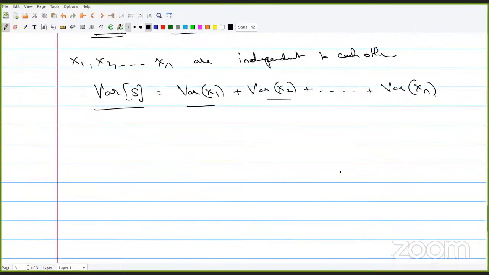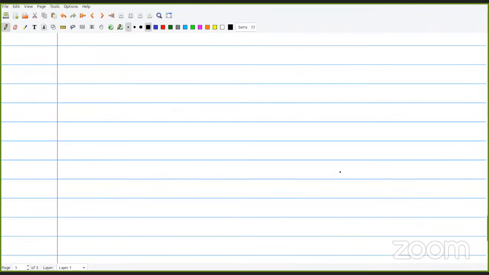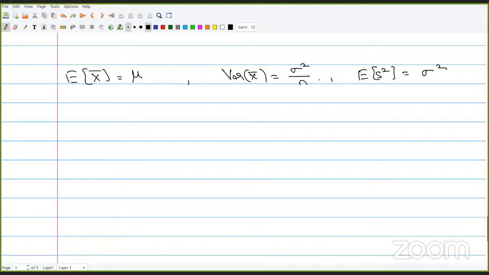Okay. So till now we discussed this, and we can see some properties of how those are derived. Whatever we just now studied: the expected value of the sample mean is mu, the population mean. The variance of the sample mean is sigma square by n. And the expected value of the sample variance is sigma square. So we will see that here. But before that, we need to understand scaling.